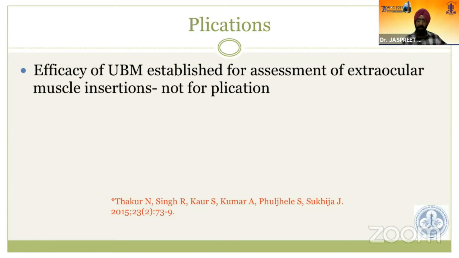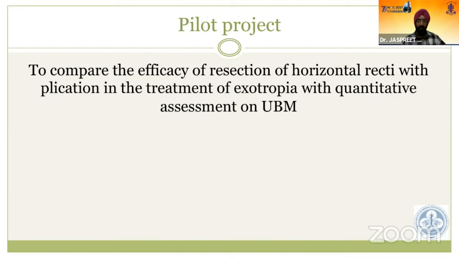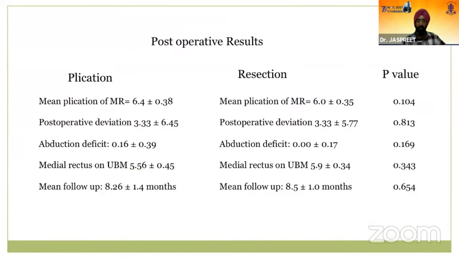So the second place where it's been useful is plications. Now, resections, there have been reports and studies, but plications probably, how they behave and how useful the UBM is has not been studied so extensively. So this was just where we compare the efficacy of resection of horizontal recti with plication in treatment of exotropia with UBM measurements.